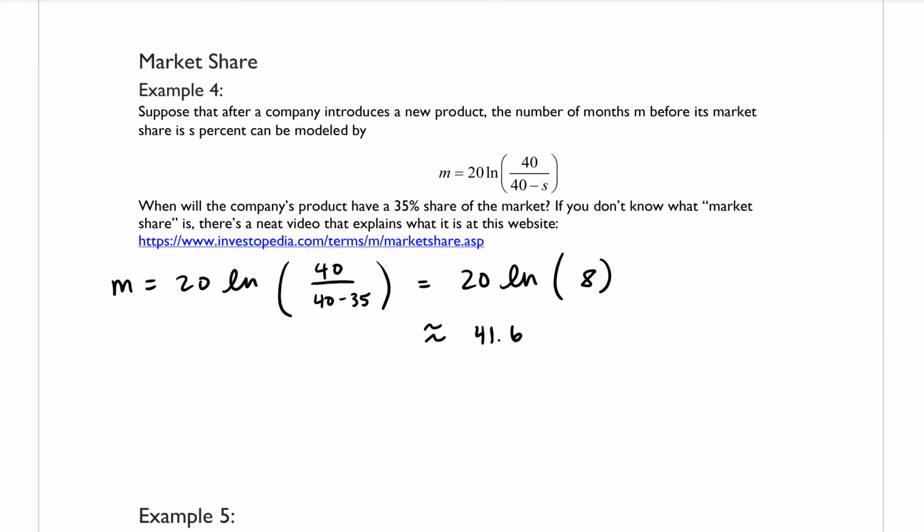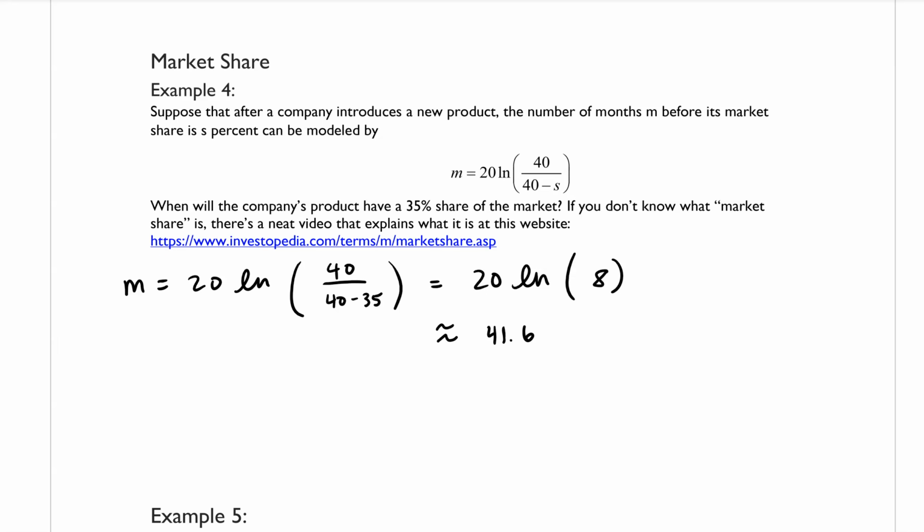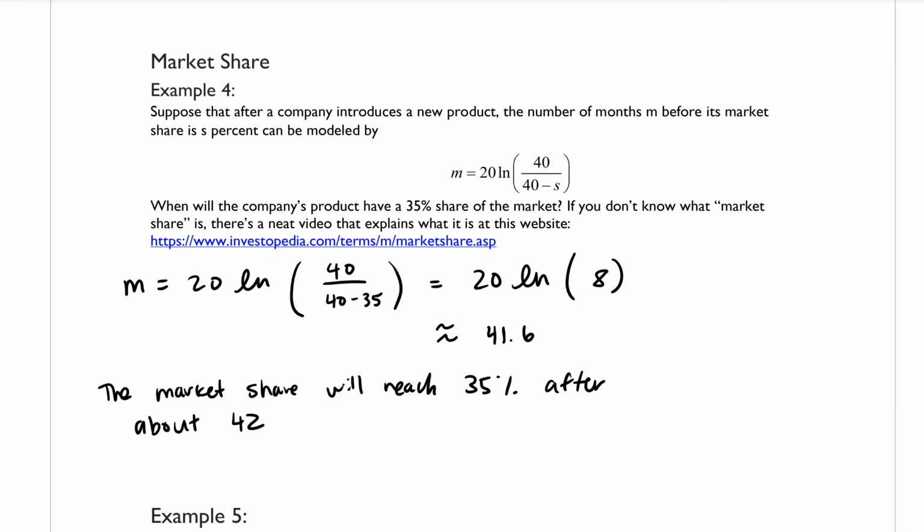We always want to try to explain to the best of our ability. So we can say the market share will reach 35% after about, I'm going to round it up, 42, and then we want to make sure we have the right units. It says M is months, so 42 months. Okay.